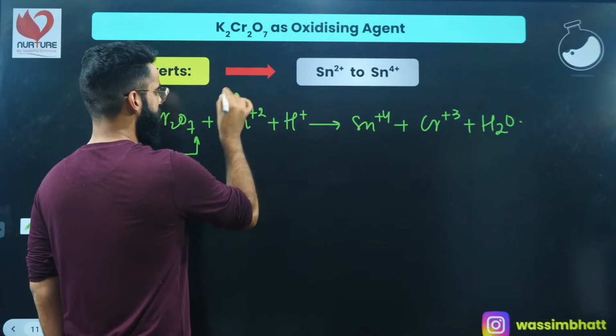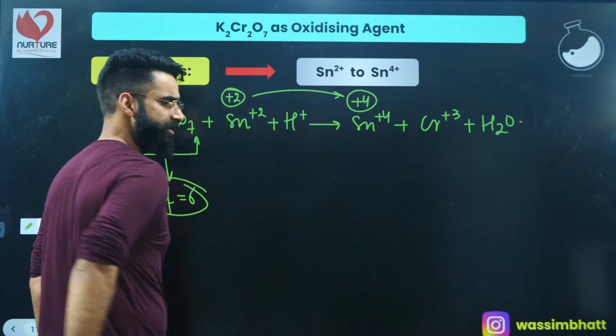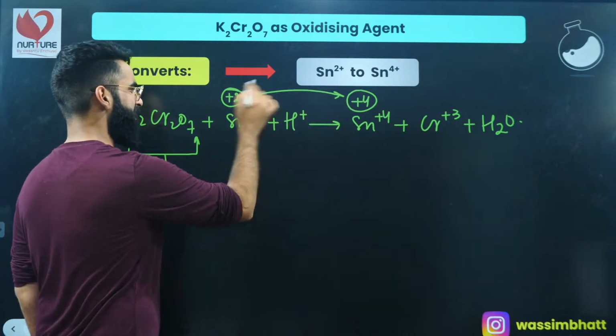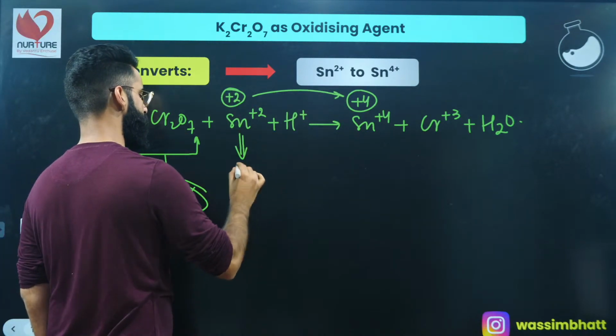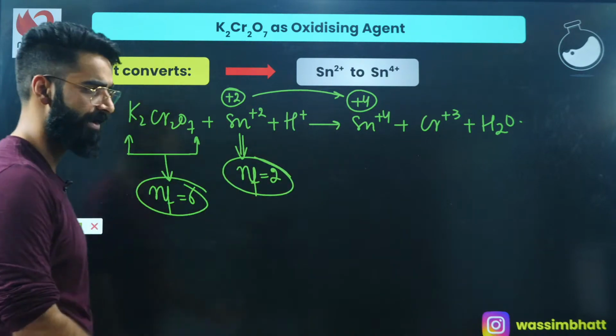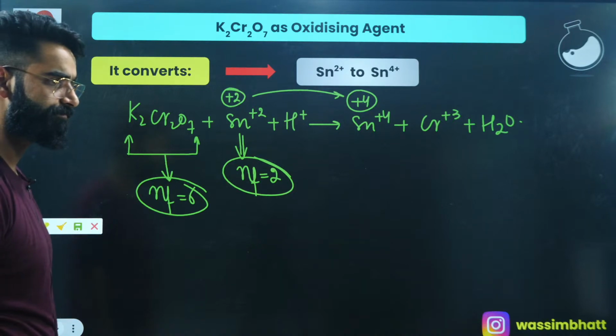Oxidation state of tin over here is +2, right here it is going to be +4. So from +2 to +4, what is the change? Final oxidation state minus initial. The value comes out to be 2. So 2 is the N factor of this Sn dipositive in this reaction, right? I'm sure, again, it's clear to you. Right, people?